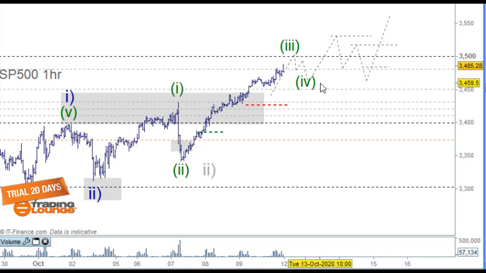Also, this wave 3 here should be longer than wave 1, which it is, so everything is cool. Wave 3s can have the extension in them, and this is showing that extension here. When I've counted this up through here, I've counted it in the most conservative way possible. I also understand that this wave 3 can take us much higher, but I'm not going to go there today. I'm just going to count this up here in the most conservative way possible.